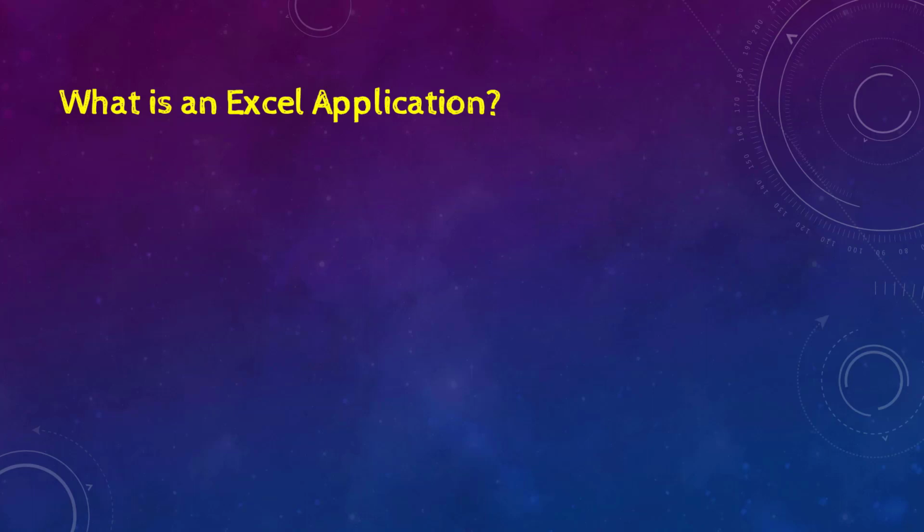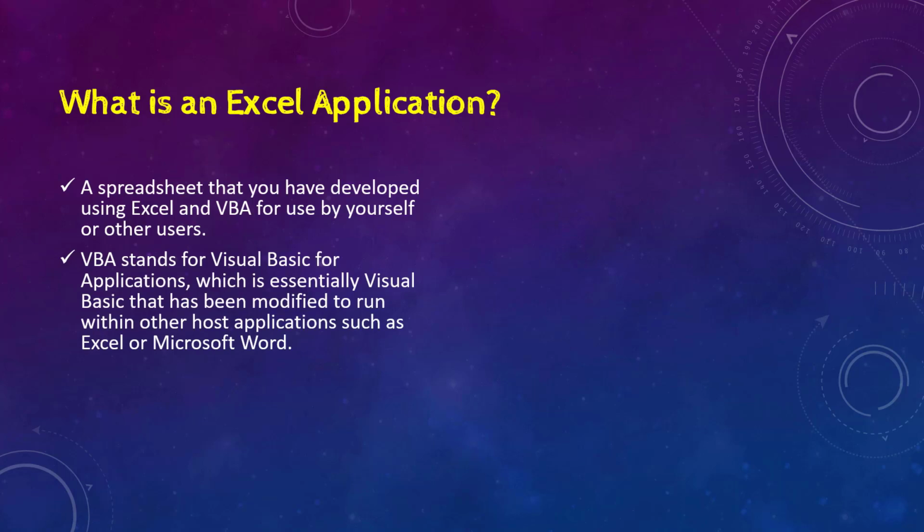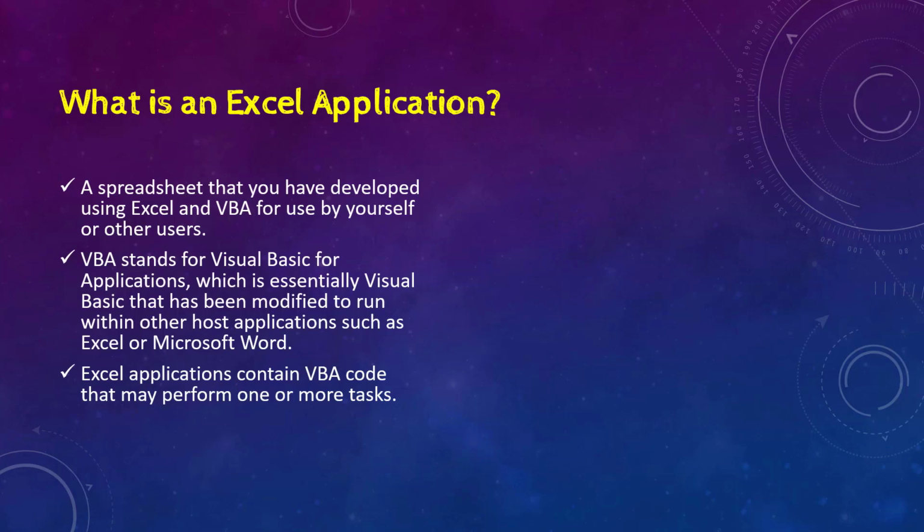What is an Excel application? By Excel application, I mean a spreadsheet that you have developed using Excel and VBA for use by yourself or other users. VBA stands for Visual Basic for Applications, which is essentially Visual Basic that has been modified to run within other host applications, such as Excel or Microsoft Word. Excel applications contain VBA code that may perform one or more tasks.